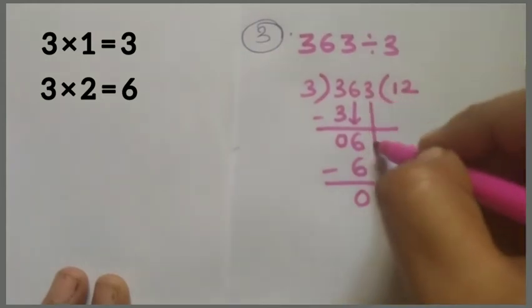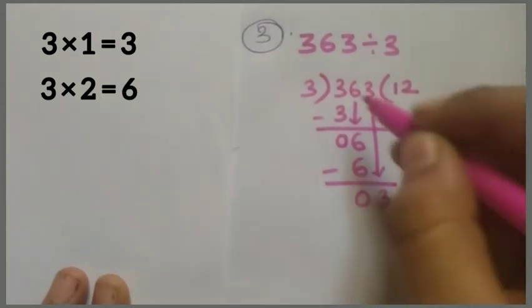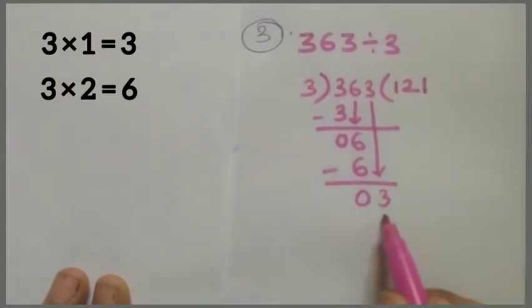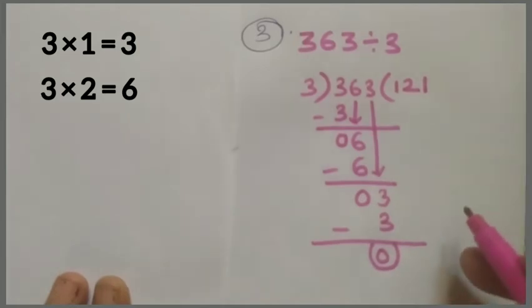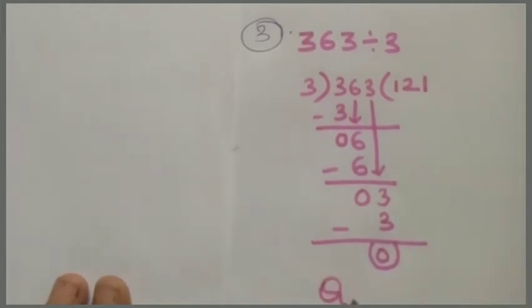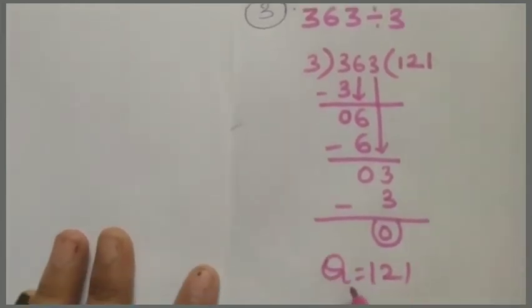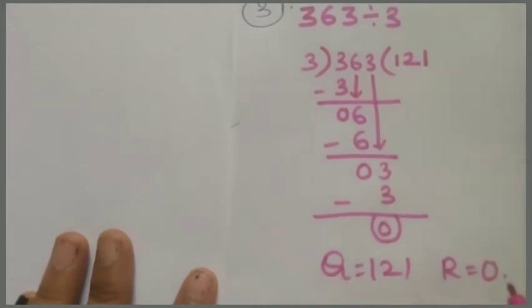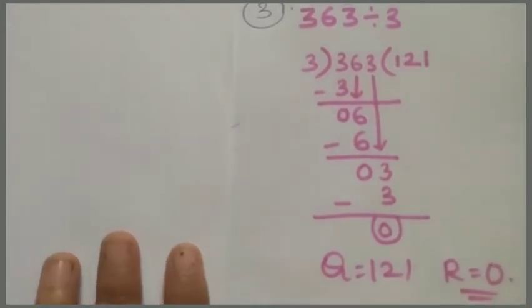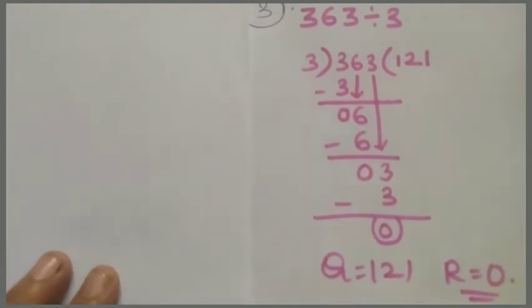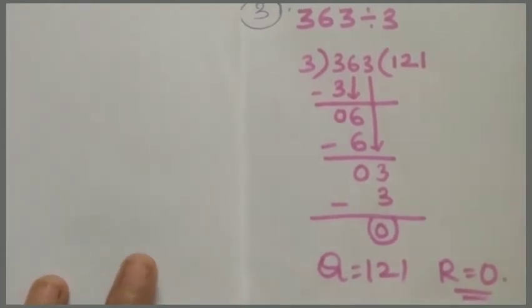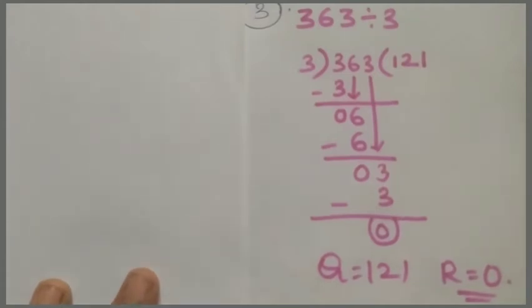So we'll take this 3 down. Again 3 ones are 3. 3 minus 3 is 0. What quotient did we get? Q is equal to 121 and R is equal to 0. Remainder is 0. Like this you have to do three-digit divisions. Now I will explain one more example.